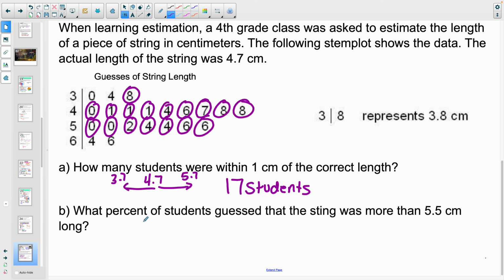Then part B says, what percent of students guessed that the string was more than 5.5 centimeters long? So now, more than 5.5 centimeters long. We are looking at 1, 2, 3, 4 students. Okay, so if we go ahead and write down the number that we want, and remember to find the percentage, we divide it by the total number of guesses. So we had 21 guesses. We do 4 divided by 21, and we round that to the nearest whole percent this time, and let's do 19%.